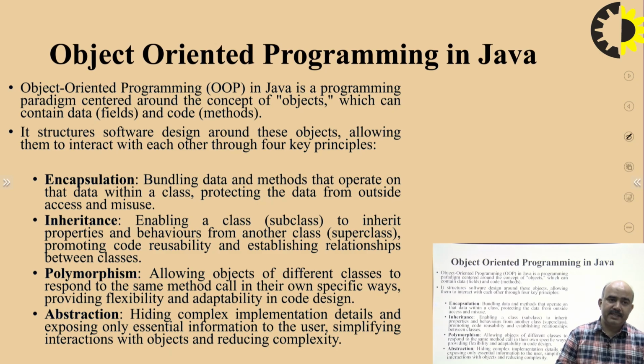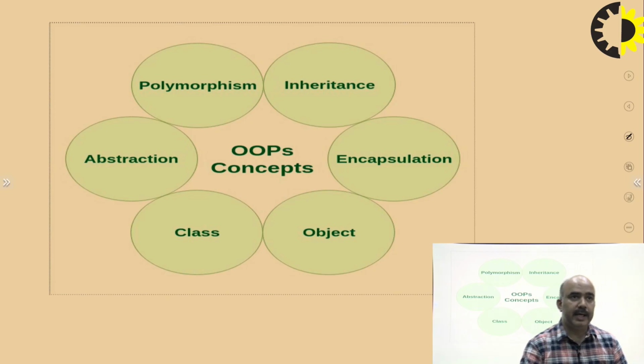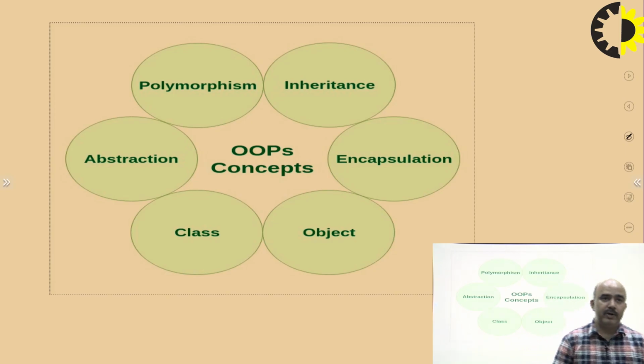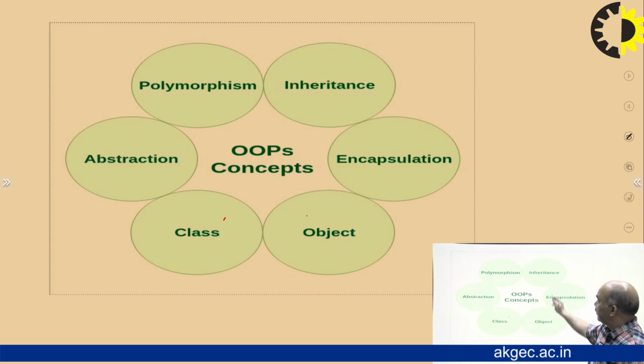Another is abstraction, where we hide the complex implementations from the users and only give the essentials which are required by the users. So, they help in simplifying the interactions with objects and reducing the complexity. Generally, these are the concepts used when I say object-oriented concepts. We have classes, objects, encapsulation, inheritance, polymorphism, and abstraction.